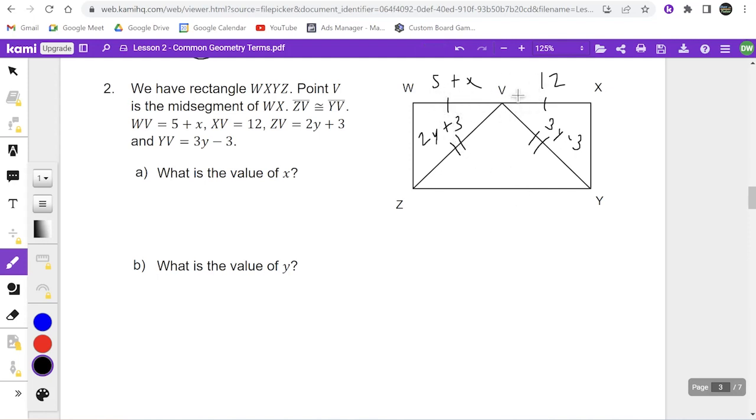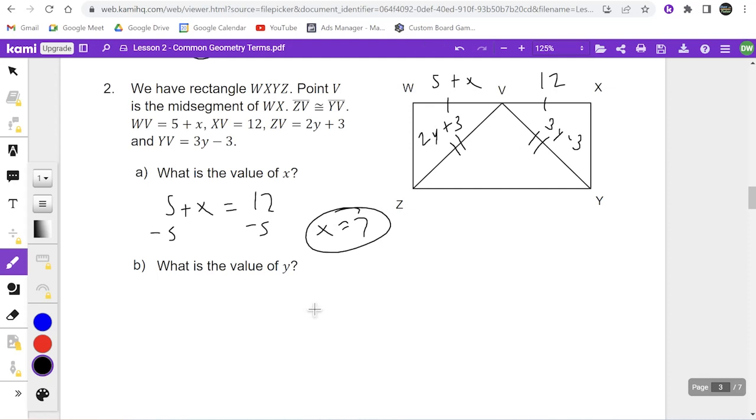Congruent means they're equal to each other. In other words, this one, 5 plus x, must be equal to this one here, which is 12. And this is why we spent the first lesson doing algebra, because now I just need to solve an equation. Subtract 5 from both sides, you get x equals 7. There's your answer. And as a matter of fact, if you plug in 7 for x, 5 plus 7 is 12, they're both 12. That means they're congruent.